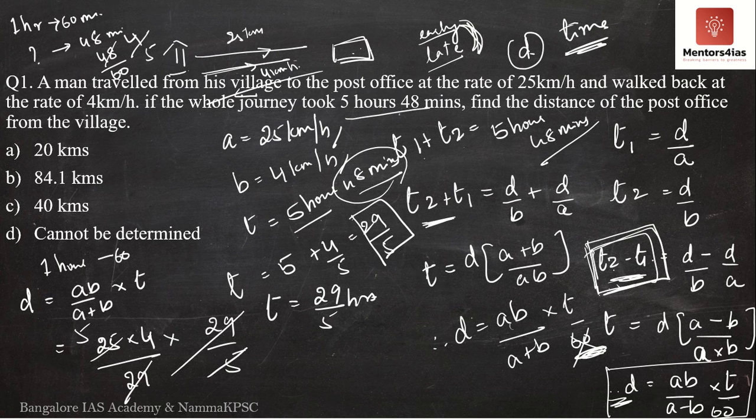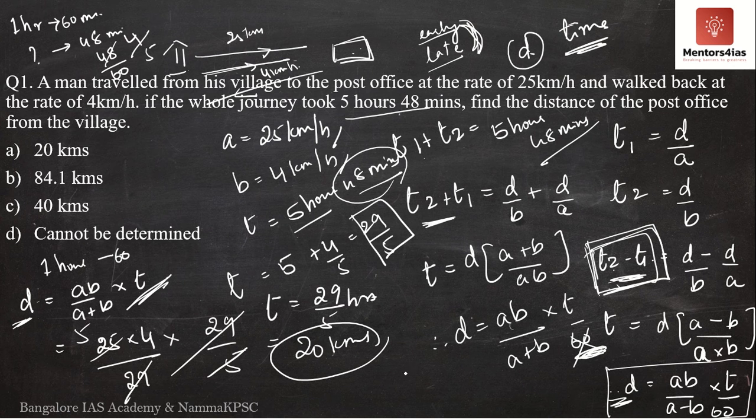5, 5 cancel, 5 fours are 20 kilometers. See, all this drama is not necessary at all. If you've understood the question, you can straight away start from here. You only have to write d is equal to ab divided by a plus b into t. If you know this concept, you don't even have to write this.